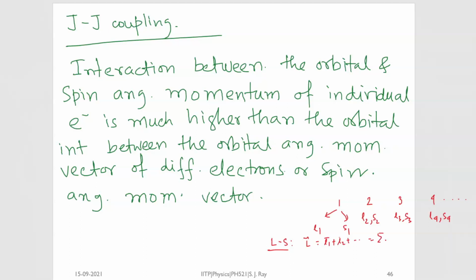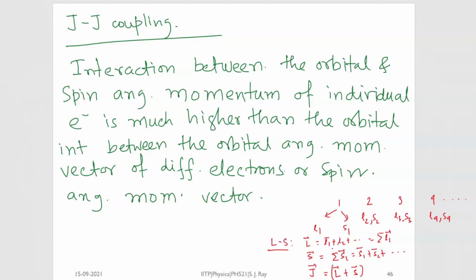Okay, so basically the sum over Li will give me the total L, and similarly S will be the sum of all the individual Si's. That means S1 plus S2 and so on. Once I have that, I will find the total angular momentum vector, L plus S.